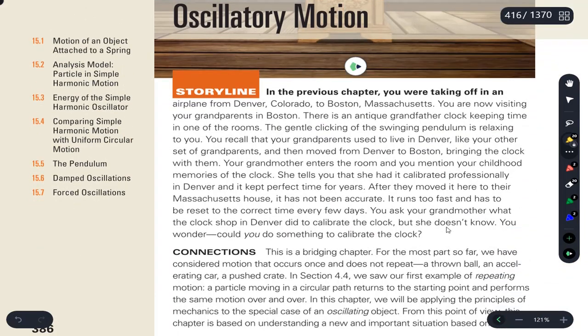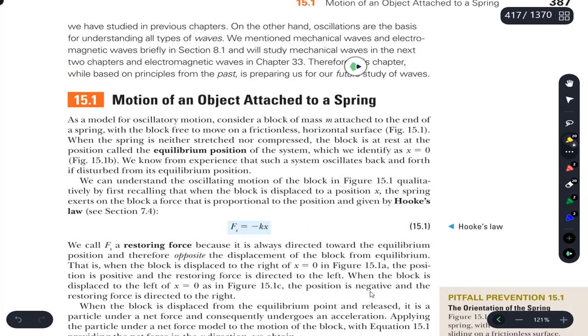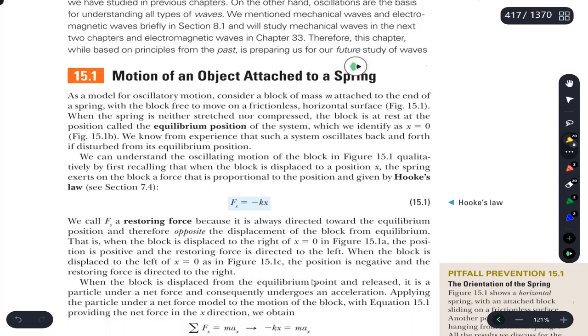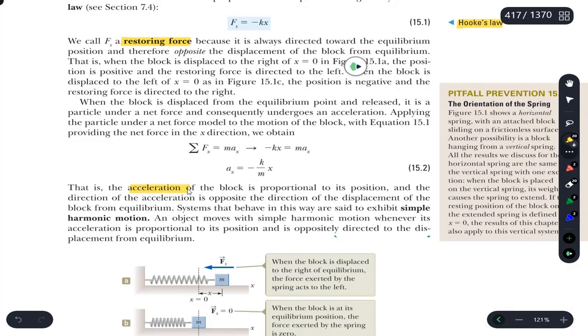Getting back to the book. So what is simple harmonic motion? It is a repetitive motion. However, not all repetitive or periodic motion is simple harmonic motion. When an object is considered simple harmonic motion, it must, number 1, obey Hooke's law, and number 2, the acceleration of the block must be proportional to the position.